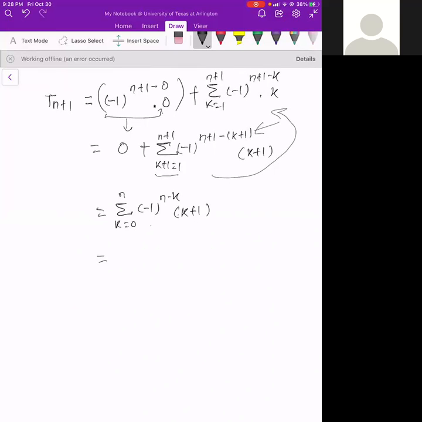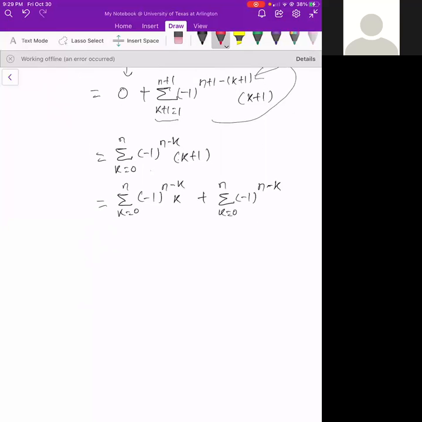You know, this is k plus 1, and then I can multiply the sequence and actually distribute it. And after distributing it, I will actually get a rather pleasing answer. Look at this: minus 1 to the power n minus k times k, plus sigma k equals 0 to n of minus 1 to the power n minus k. Now look at this.